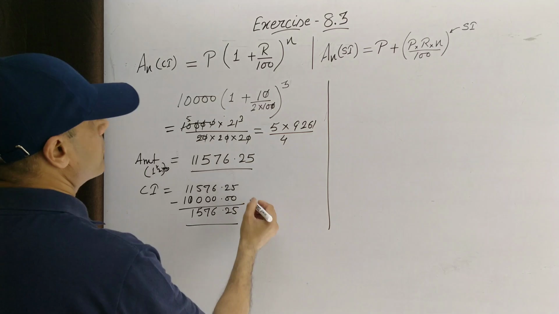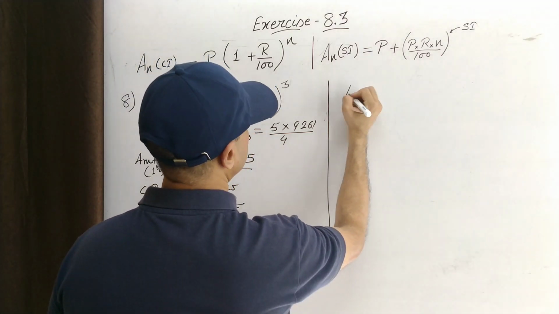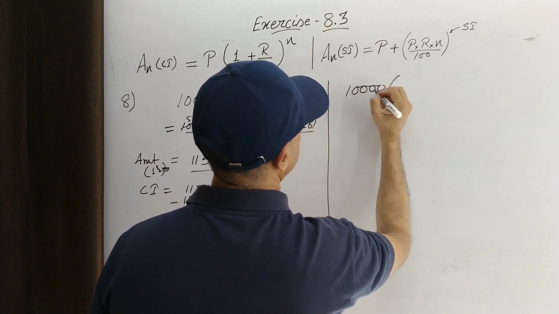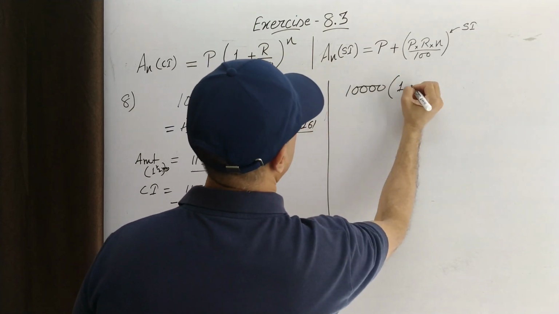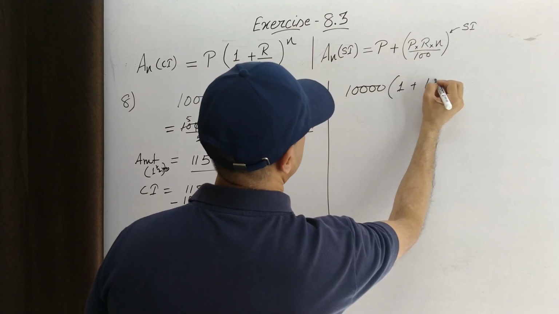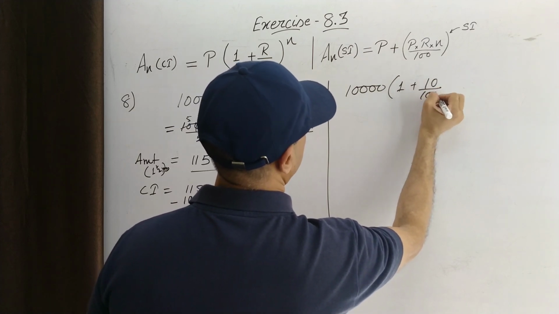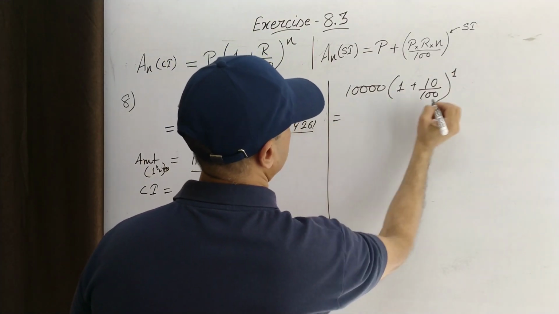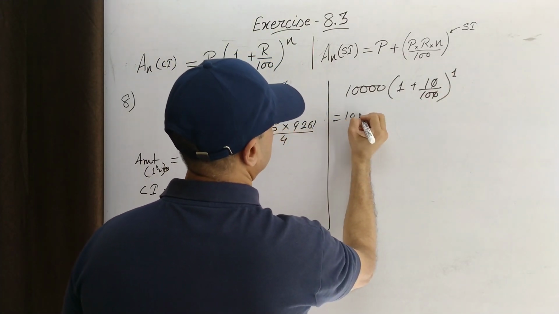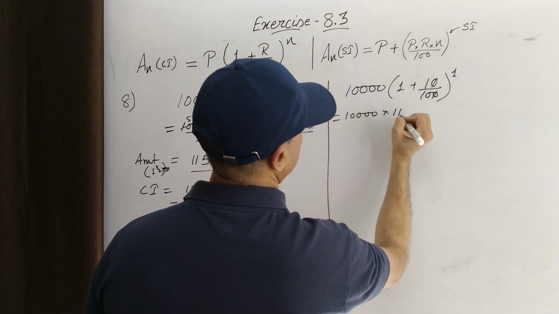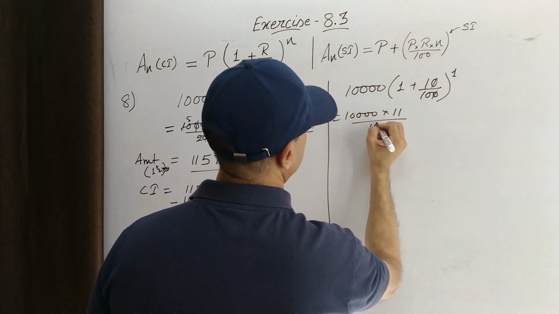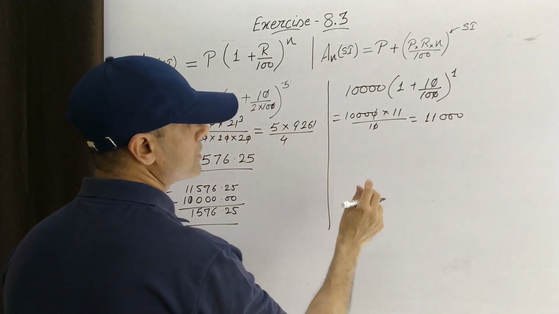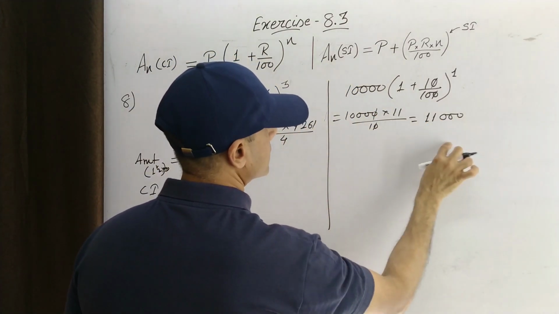So for 1.5 years, we'll take 1 year first. 10,000 rupees compounded annually. So principal is 10,000 and 1 plus rate of interest is 10 per annum, and n is 1 year. So we get the value as 10,000 into 11 divided by 10. So this is equal to 11,000, and we have to calculate for another 6 months, that is half year.